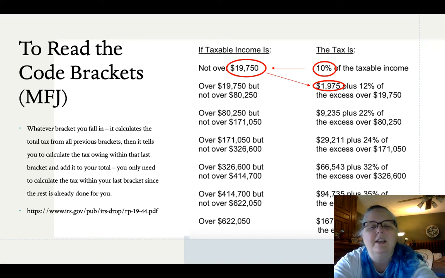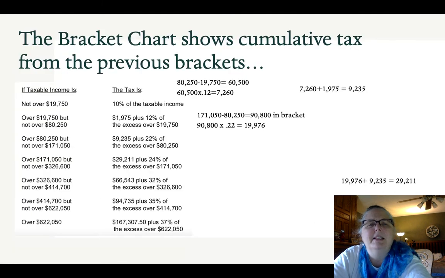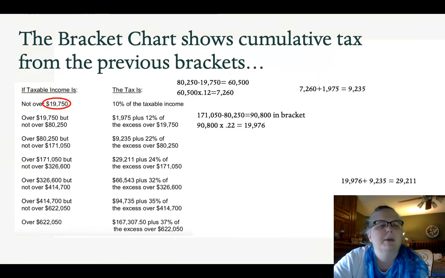If I had $622,051 of income, so the very last category, all I have to do is look over here. Well, there's $167,307.50 from all the previous categories. I'm only $1 into the new category, so 37% of that would be 37 cents. So I'd owe $167,307.87. Okay, make sense? I'm going to do some pictures here just to make sure you understand what we're doing.